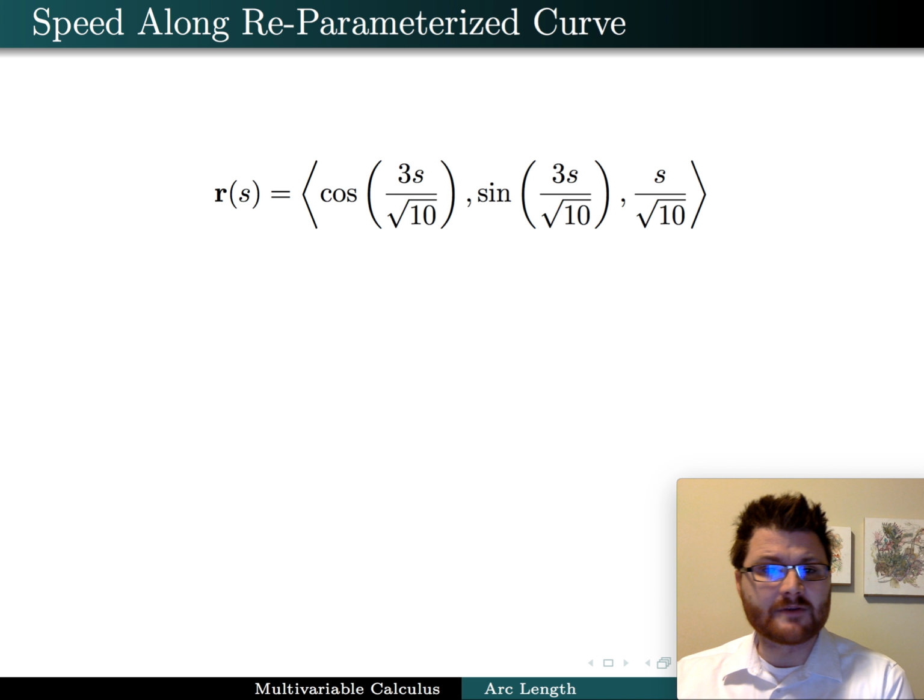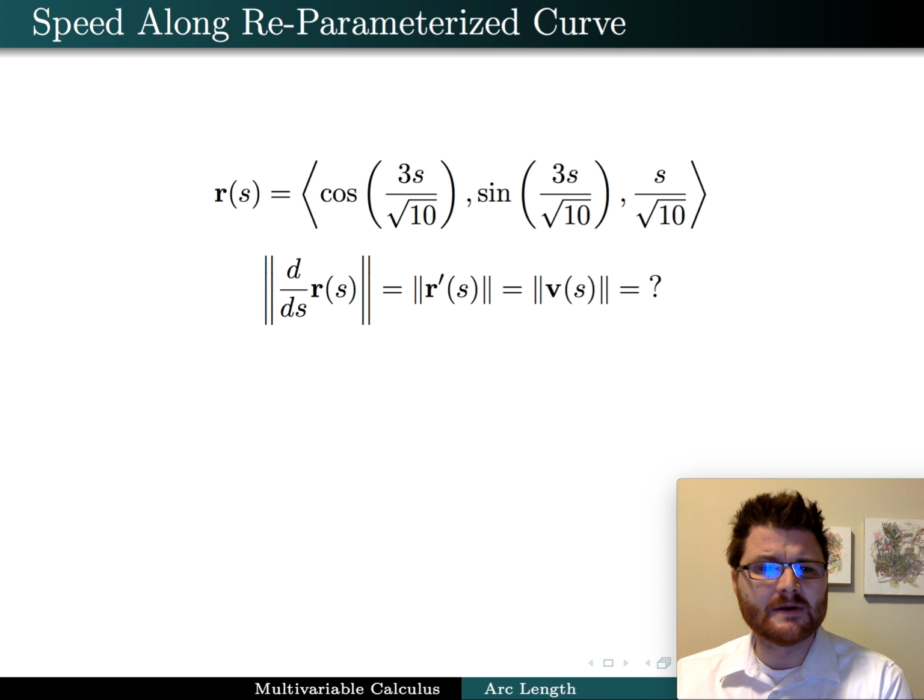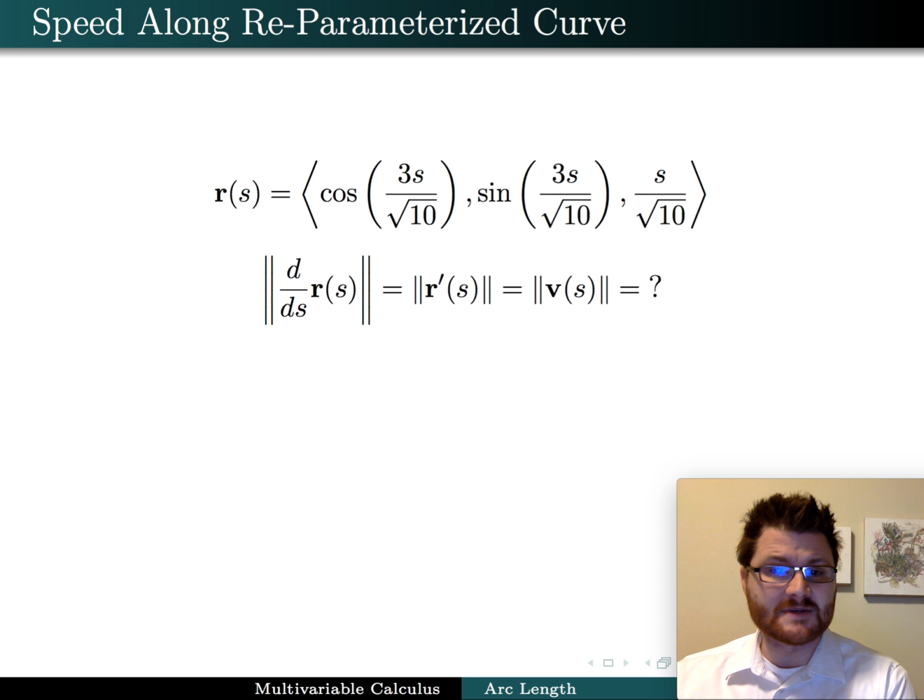One thing we can consider is what's going on with the speed. And so I'd like you to tell me what's going on with the speed of this vector valued function if I'm differentiating with respect to my new parameter s, which is arc length. So take a minute, think about this one, see what you can come up with, and we'll talk about it in class.